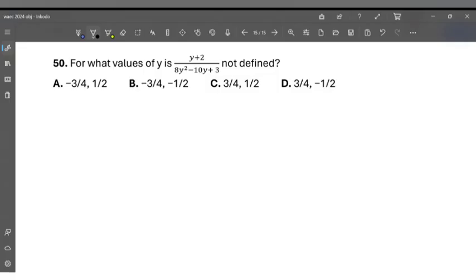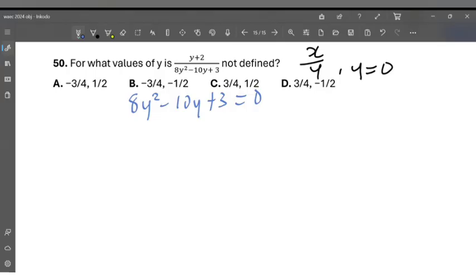For what values of y is y plus 2 over 8y squared minus 10y plus 3 not defined? Now, for a fraction x over y to be not defined or undefined, it simply means that the denominator y must be equal to 0. So what this question is asking you is to equate this denominator to 0 and tell us what values you get. So we have 8y squared minus 10y plus 3 equal to 0.